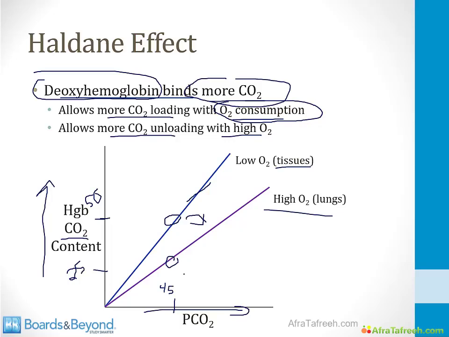So the point is, in the lungs, there's much less carbon dioxide binding compared to tissues, which is great for offloading carbon dioxide. And in the tissues, there's much more hemoglobin binding of carbon dioxide, which is great for pulling carbon dioxide from the tissues so it can be transported back to the lungs.